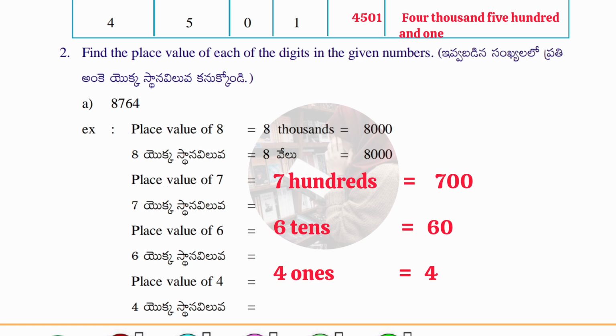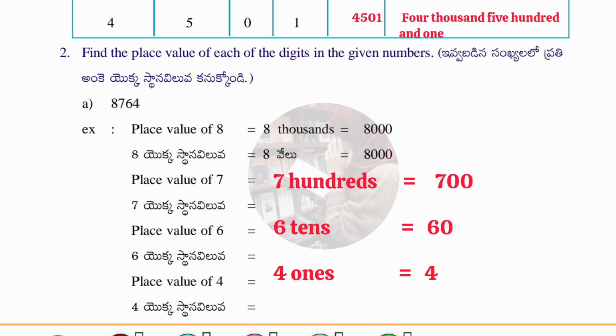Okay, let's move on to the second Roman, which is find the place value of each of the digits in the given numbers. Here we have to find out the place value of the given digit. So one example is given. Let's see, 8,764 is the number. So place value of 8 is 8,000. Place value of 7 is 700. Place value of 6 is 6 tens. Place value of 4 is 4 ones.